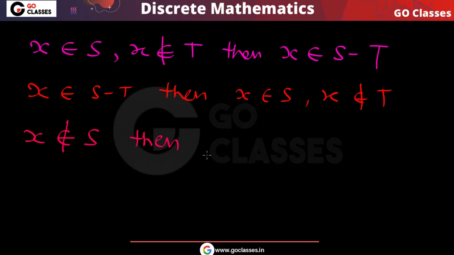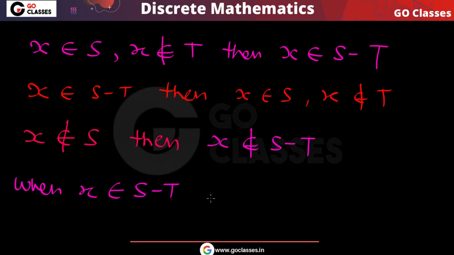Think about it. Okay, X does not belong to S. If X does not belong to S, then definitely X does not belong to S minus T. Because remember, when does X belong to S minus T? It will happen if and only if X belongs to S and X does not belong to T. Now we are saying that X does not belong to S, then definitely X does not belong to S minus T.